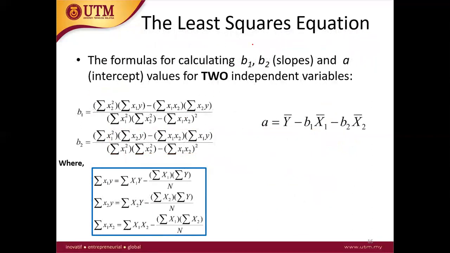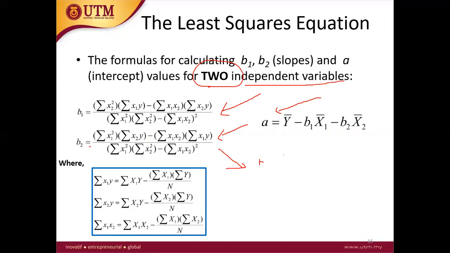Okay, the least square equation. In order to calculate the slope value and the intercept value, we need this formula for the slope, and this formula for intercept. But this formula is used for two independent variables only. So if you have more than two variables, you have to extend the equation.